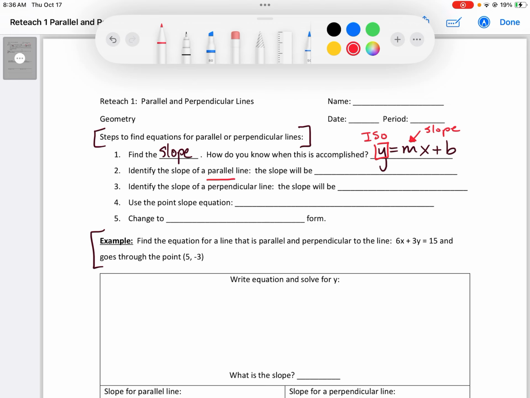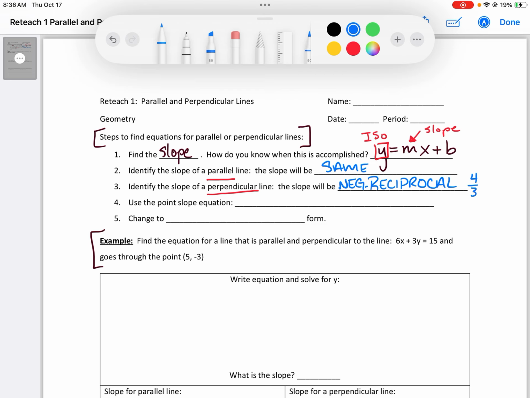Second thing, when you're finding a parallel line, sometimes the problem says find the parallel line. You will know that you have the parallel line because they have the same slope. It's going to be the exact same identical slope. Perpendicular lines have a slope that is the negative reciprocal. And what that means is you are finding the inverse and you're changing the sign.